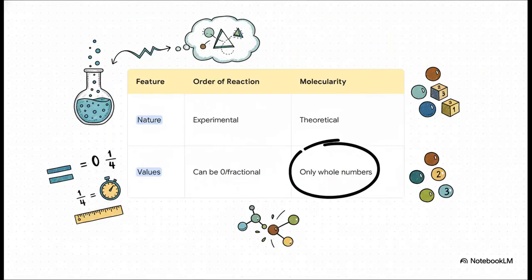Look at the nature row. That's the big one we've been talking about. Experimental versus theoretical. Real world versus on paper. Then look at values. This is another huge giveaway. Because order is calculated from real data, it can be a whole number, sure, but it can also be a fraction, or even zero. But molecularity? It's a count of actual things. It has to be a positive whole number. I mean, think about it. You can't have half a molecule show up to a collision, right?